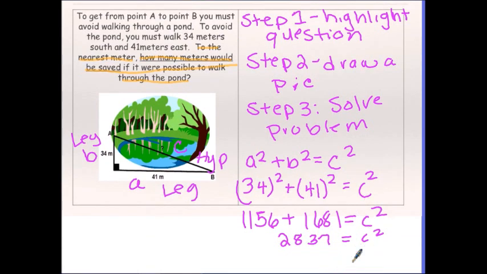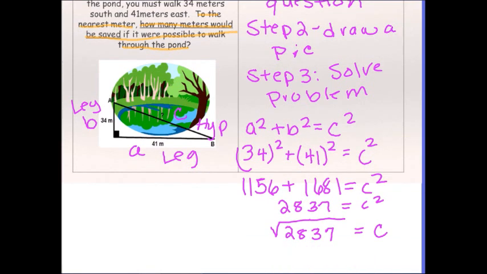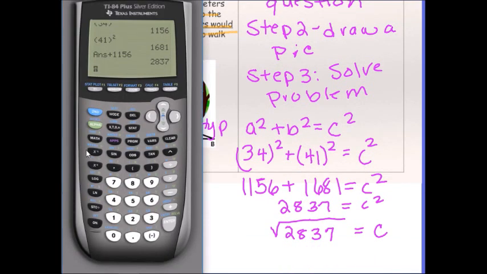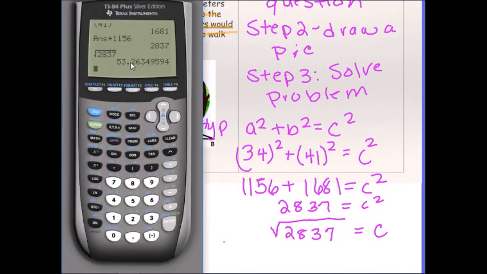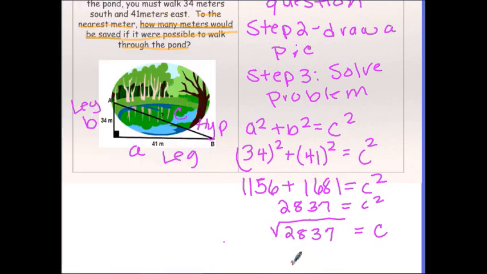And I don't want to know what c squared is, so I'm going to take the square root of 2837, and that's going to give me c. The inverse of something squared is to take its square root. So now I'm going to go to my calculator, and I'm going to push second, the square key to get the square root. Or if you have a scientific calculator, just push the square root symbol. And it's set to the nearest meter. So I'm going to look here. This 2 doesn't make this 3 round. So this is going to be 53 meters.